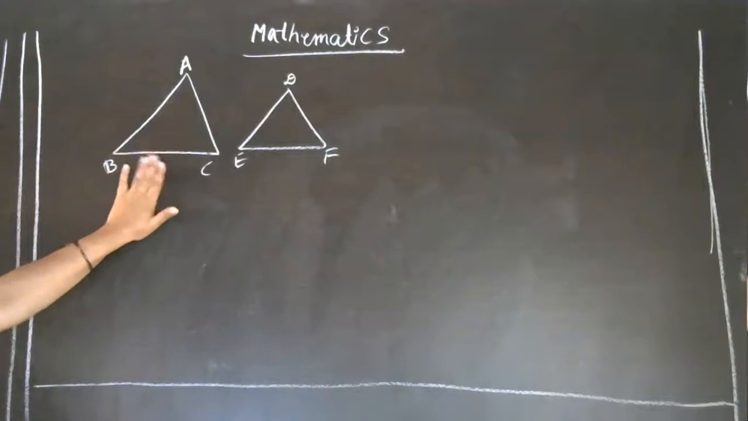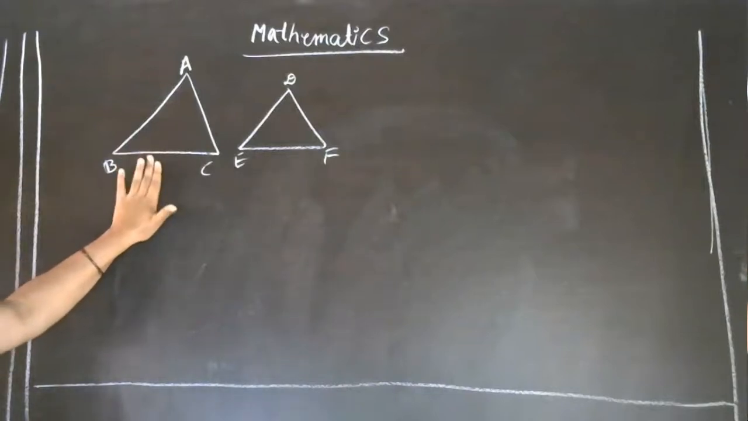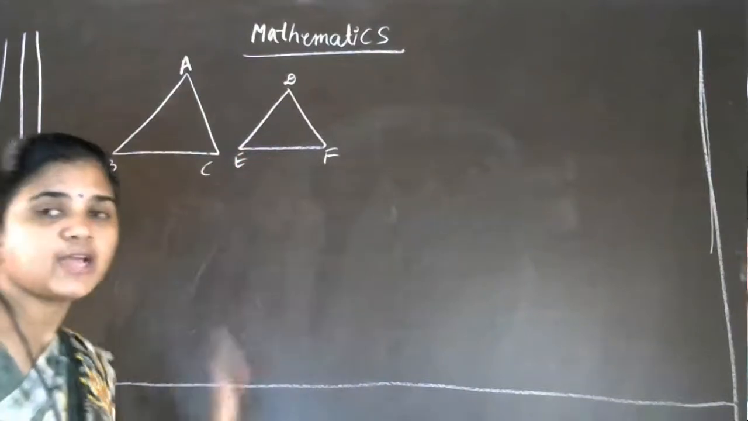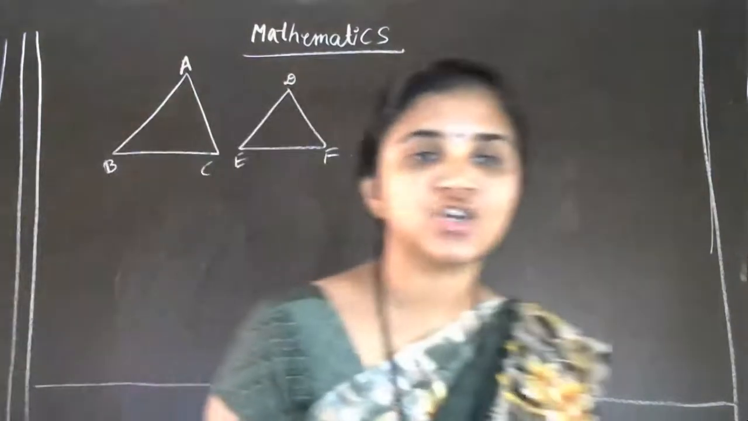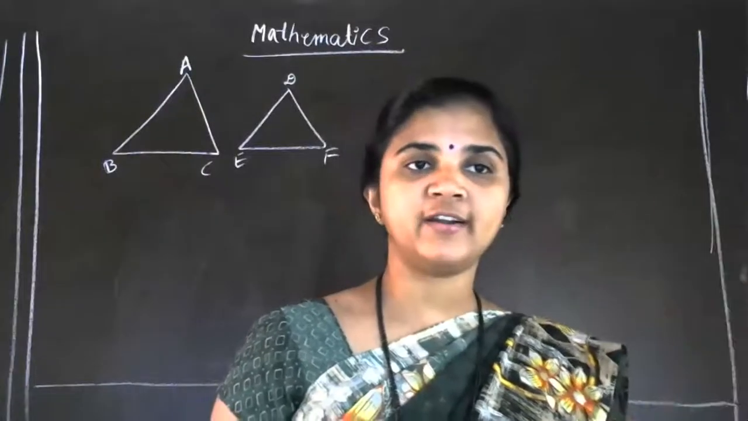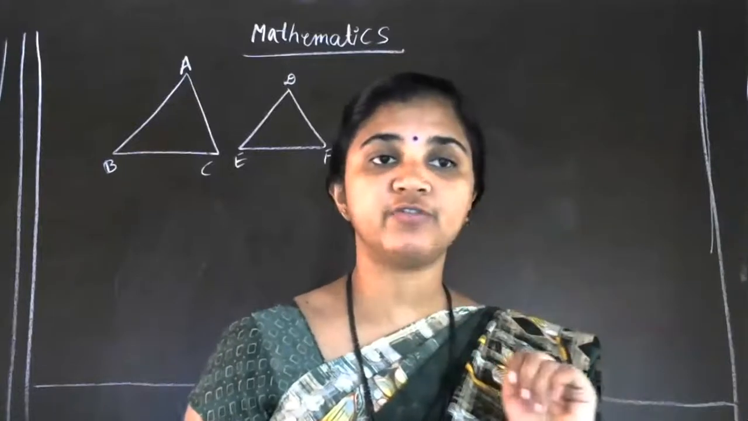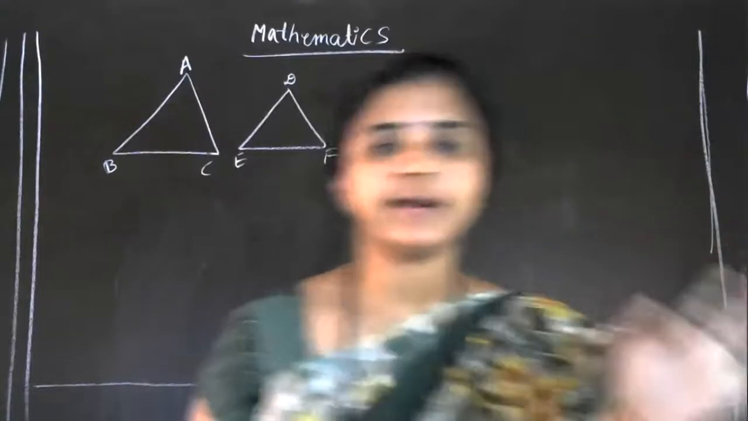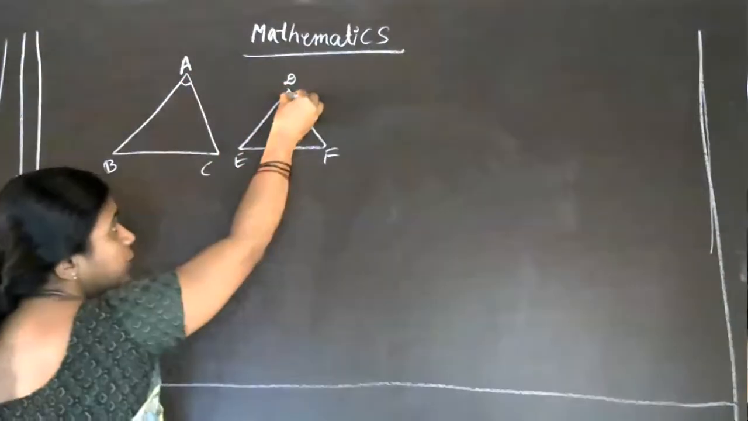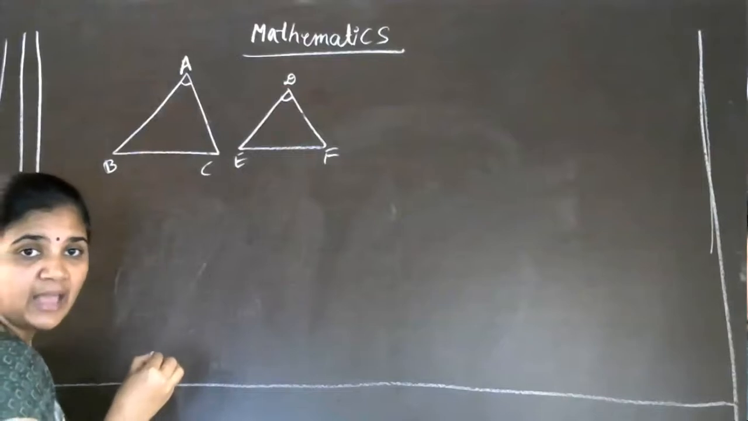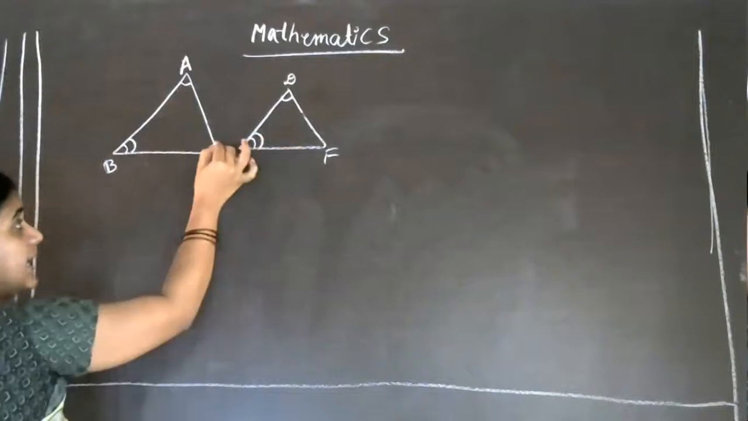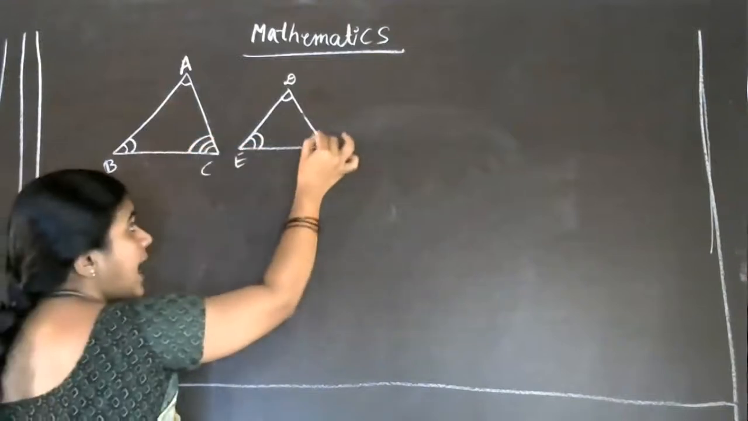In the beginning, we have to take two triangles, ABC and DEF. What is given in the data is that three angles of one triangle are equal to three angles of the other triangle, that is, equiangular. Equiangular means corresponding angles are equal. Are you observing? Angle A is equal to angle D, angle B is equal to angle E, and angle C is equal to angle F.